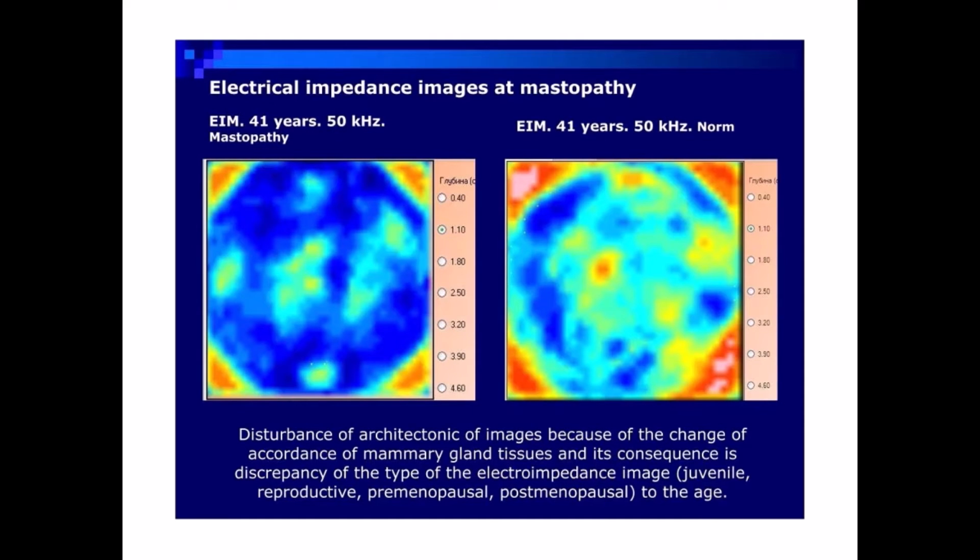Electrical impedance images at mastopathy. Left image EIM. 41 years. 50 kHz. Mastopathy. Right image EIM. 41 years. 50 kHz. Norm. Disturbance of architectonic, of images because of the change of accordance, of mammary gland tissues, and its consequences discrepancy, of the type of the electroimpedance. Image, juvenile, reproductive, premenopausal, postmenopausal, to the age.